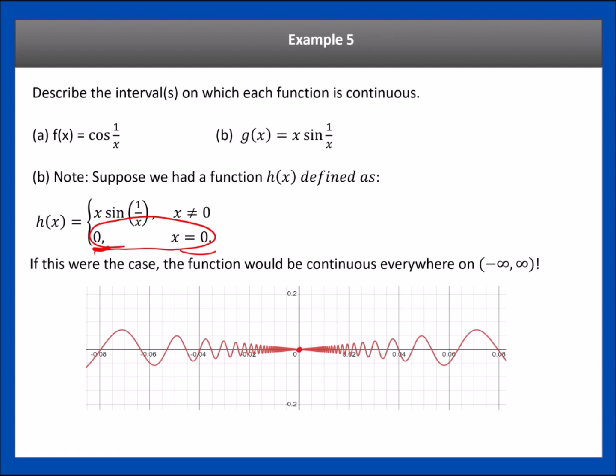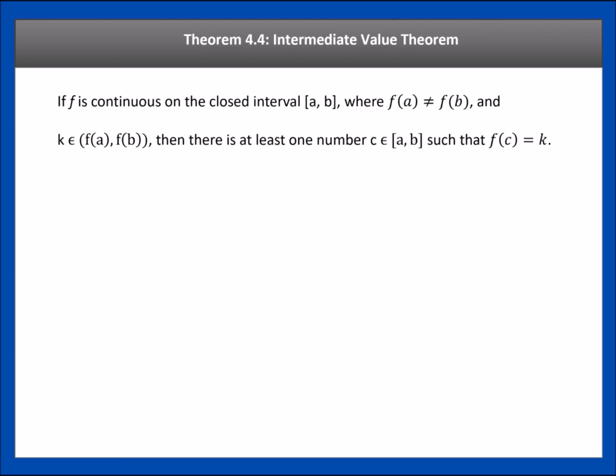So keep that in mind. All right, so let's look at another theorem known as the intermediate value theorem. This theorem states that if f is continuous on the closed interval [a, b], such that f(a) does not equal f(b), and k is a number in the interval between f(a) and f(b), then there is at least one number c in the interval [a, b] such that f(c) equals k.